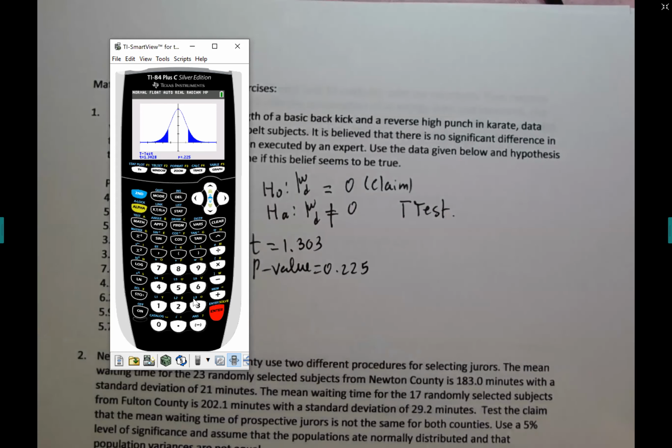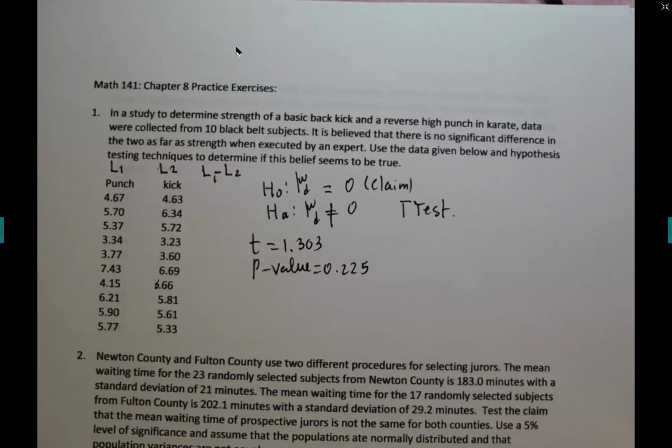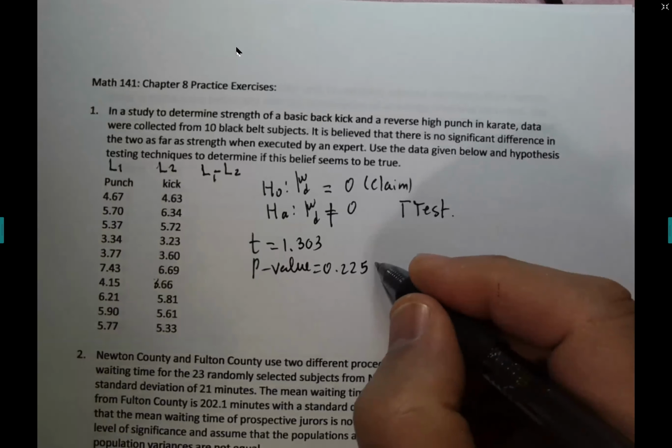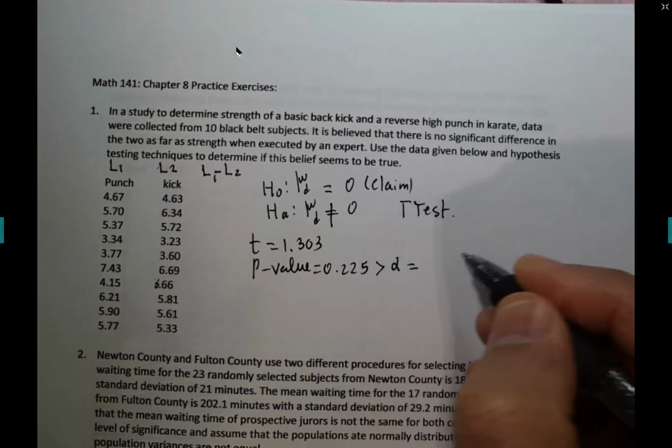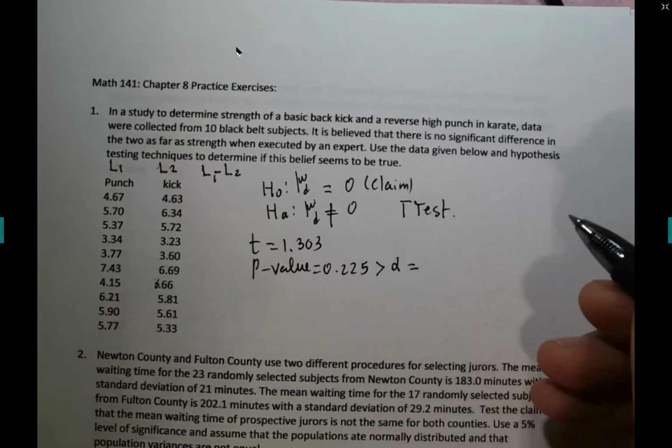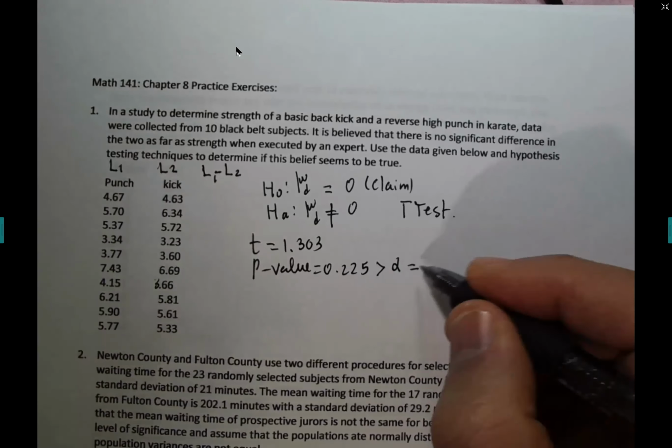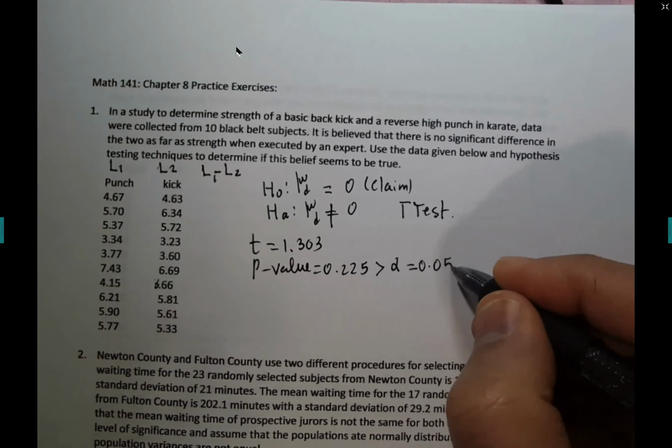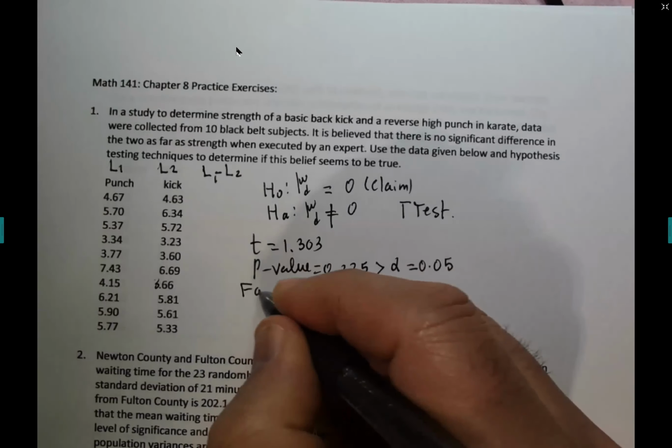I'm gonna remove the calculator. We don't need that. The p-value is bigger than alpha, of course. He didn't give you alpha, it doesn't matter. We use 0.05, but it's a huge p-value. So fail to reject H0.